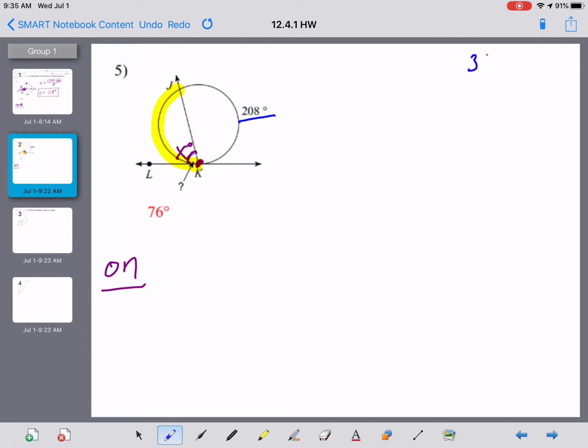We would just take 360, which is the known total, minus 208, which is the piece that we know, and we're going to get a 152 degree arc over here on the left-hand side. So that is the measure of minor arc JK.